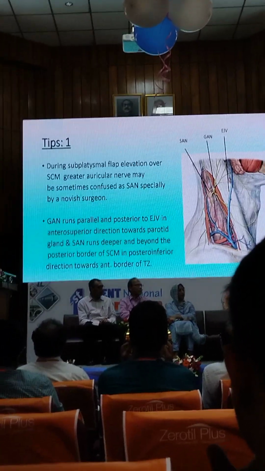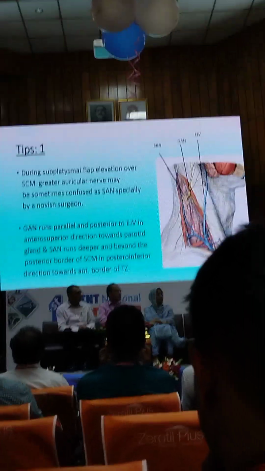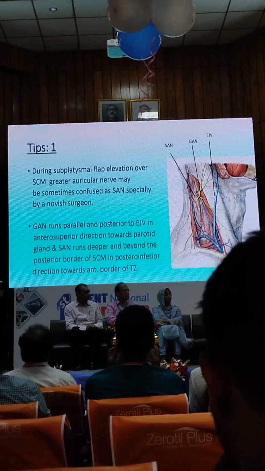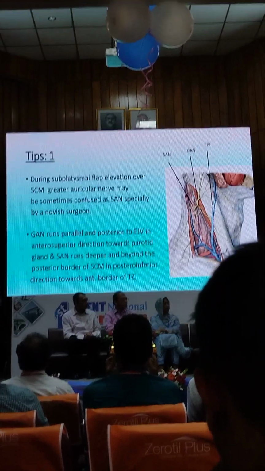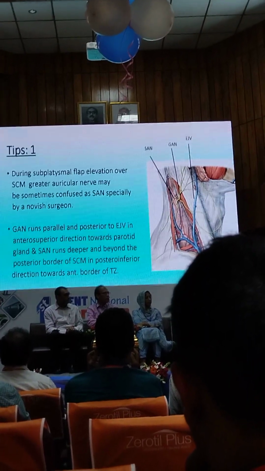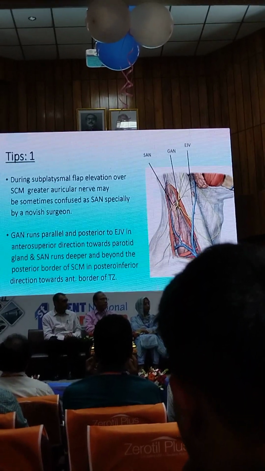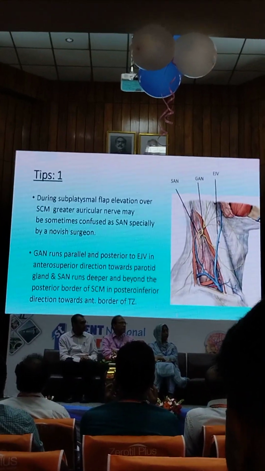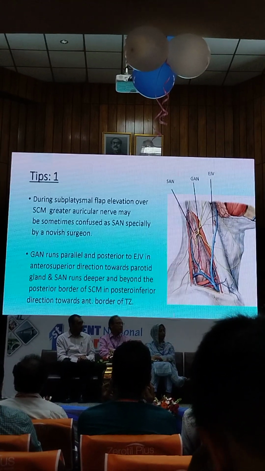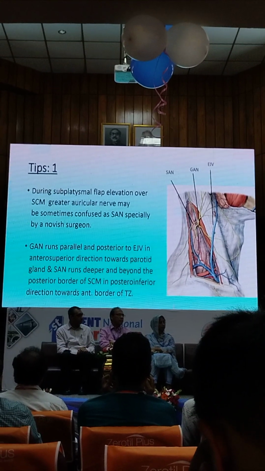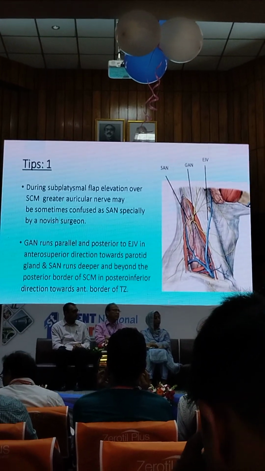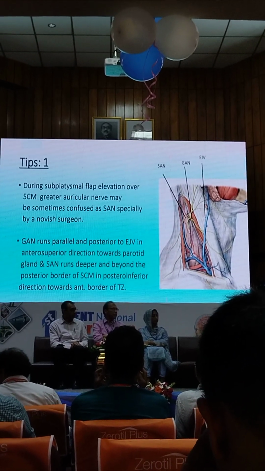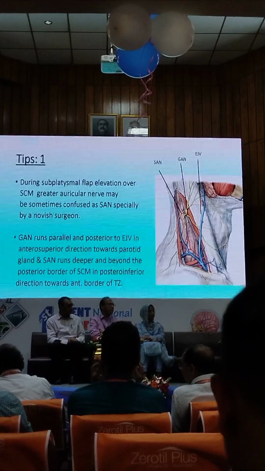Remember that the great auricular nerve runs parallel and posterior to the external jugular vein, in an anterior superior direction towards the parotid gland, while the spinal accessory nerve is deeper and beyond the posterior border of the sternocleidomastoid muscle, and its direction is posterior inferior towards the anterior border of the trapezius muscle.